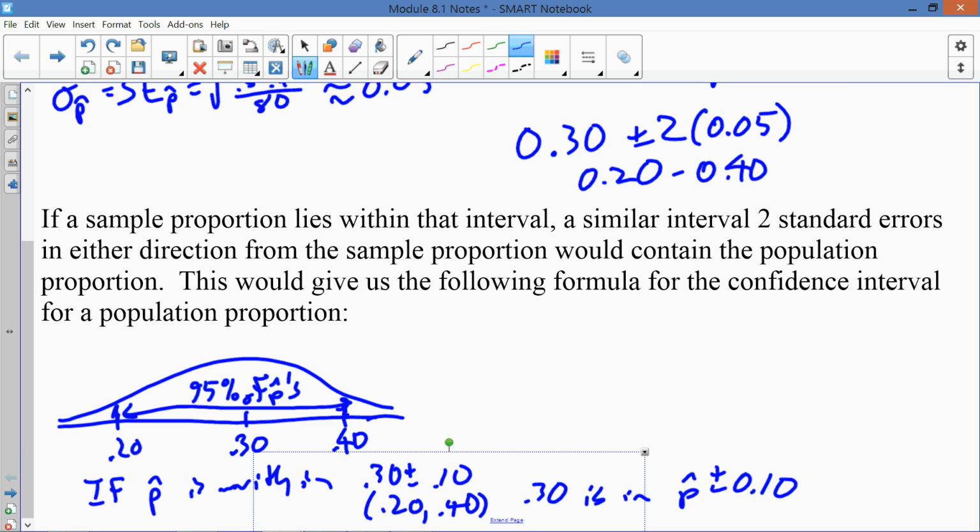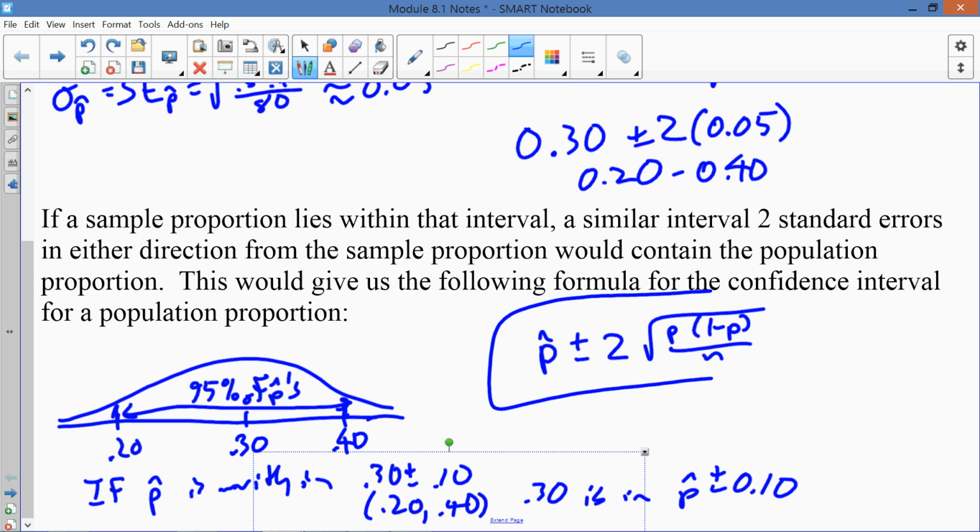All right, so the formula then would be just p hat plus or minus 2 times that standard error formula, the square root of p times 1 minus p over n. In this case, that was p hat plus or minus 0.10. So that's what we could use. So 95% of the time, that range of values would capture the population proportion.